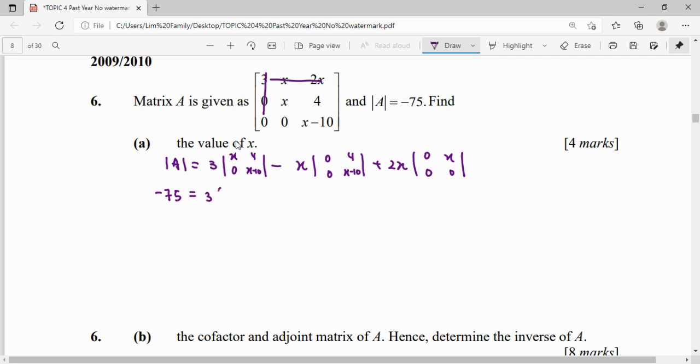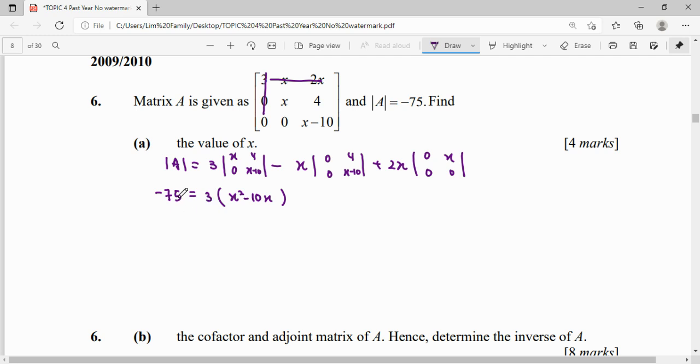Now we are going to do AD minus BC in order to find the determinant of this 2 by 2. Here we get x squared minus 10x minus 0. And then here will be 0 minus 0, so everything becomes 0. So x here is also the same, 0 minus 0. So I can simplify our equation here.